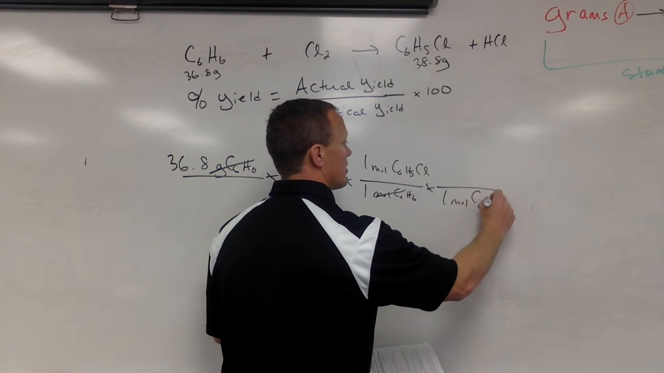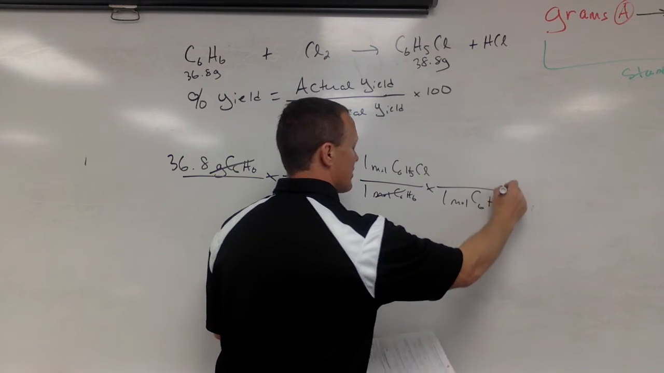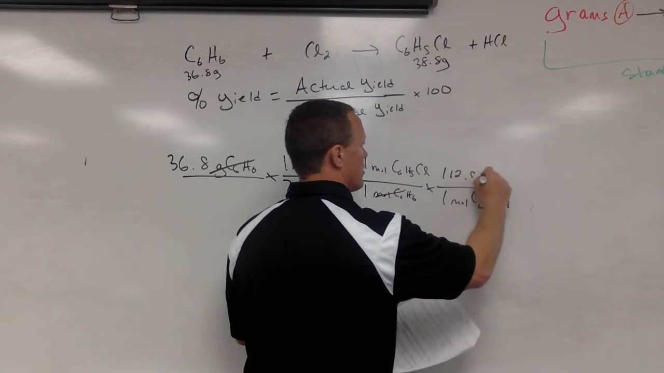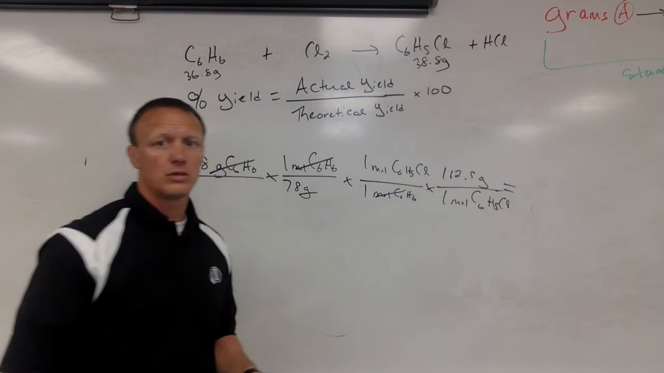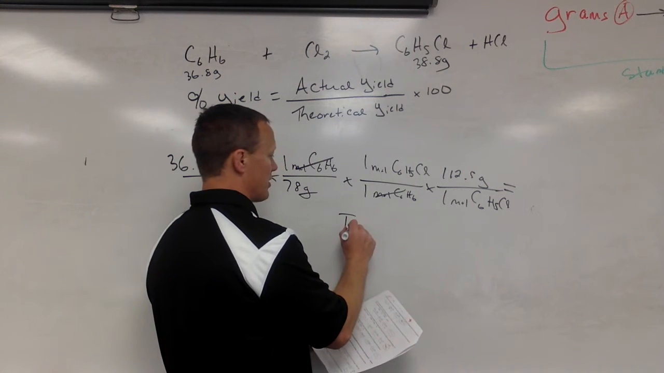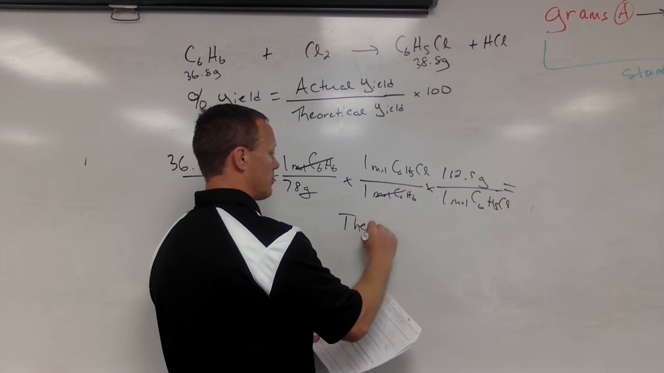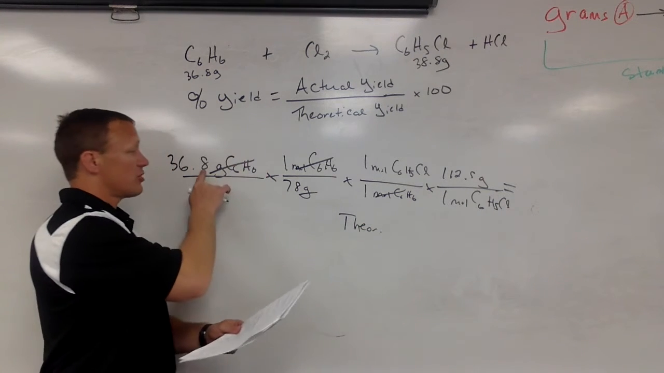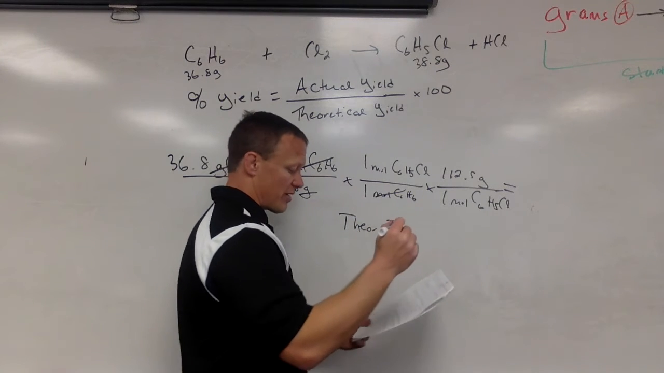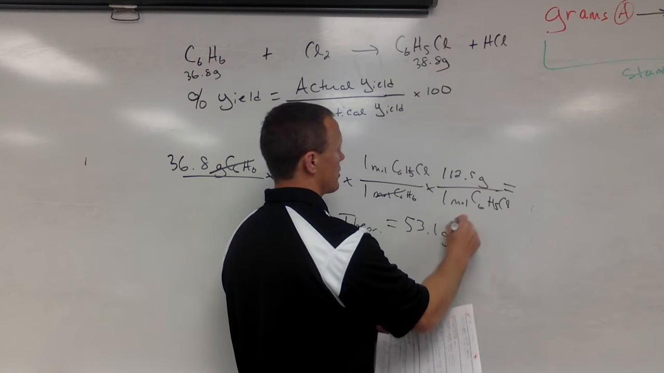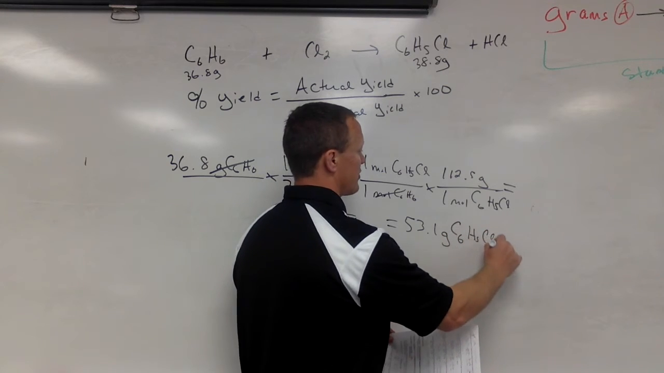A mole of C6H5Cl is 112.5 grams. So we get that. That is going to be our theoretical yield. Okay, our theoretical yield, what we should have gotten. Starting with this much C6H6, we should have gotten 53.1 grams of the C6H5Cl.